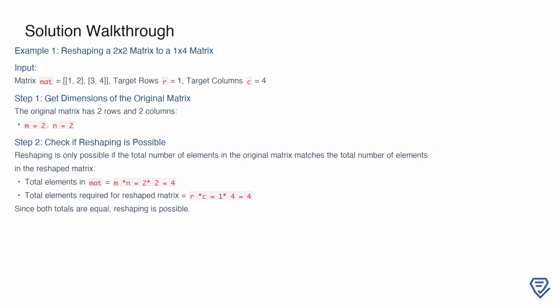Next, we check if reshaping is even possible by comparing the total number of elements in the original matrix with the total number of elements required in the target matrix. For the original matrix, the total number of elements M*N is equal to 2 times 2 equals 4. For the reshaped matrix, the required number of elements R*C is equal to 1 times 4 equals 4. Since both totals match, reshaping is possible, and we can proceed with the next steps of the solution.